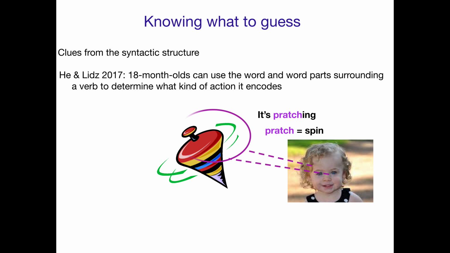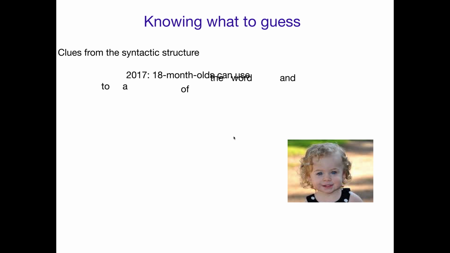And in fact, we can go even younger. 18-month-olds, 1.5, can use the word and word parts surrounding it to determine what kind of action it's encoding. So this it's-ing frame is something that 18-month-olds can pick up on. So if you show them this and you say, look, it's pratching. Well, the it's-ing is a frame that 18-month-olds have figured out means that kind of action word. This must be an action word. So they're looking towards the action. They're looking towards the verb information.